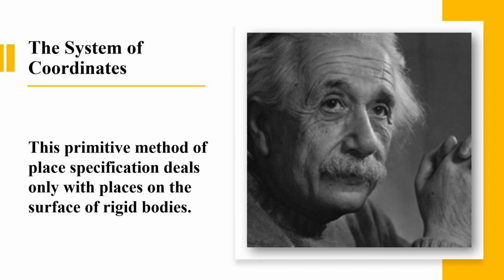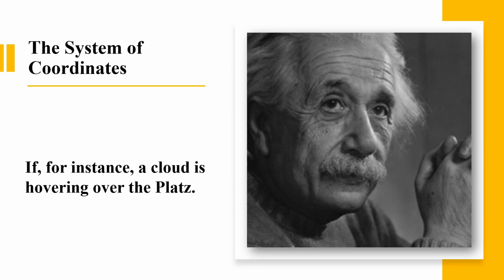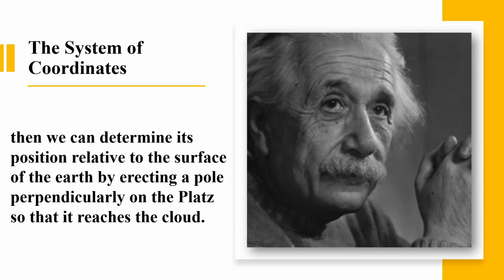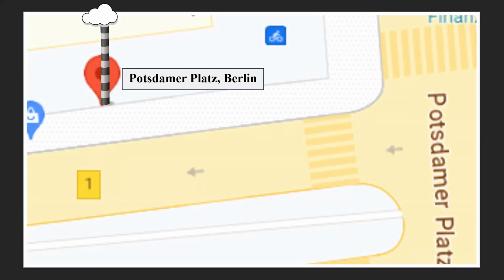To accommodate this, he imagines a cloud hovering over the Platz. Like so. Then we can determine the cloud's position relative to the surface of the Earth by erecting a pole perpendicularly on the Platz so that it reaches the cloud. Like so. With the height of the pole, we now have 3 dimensions of our description.